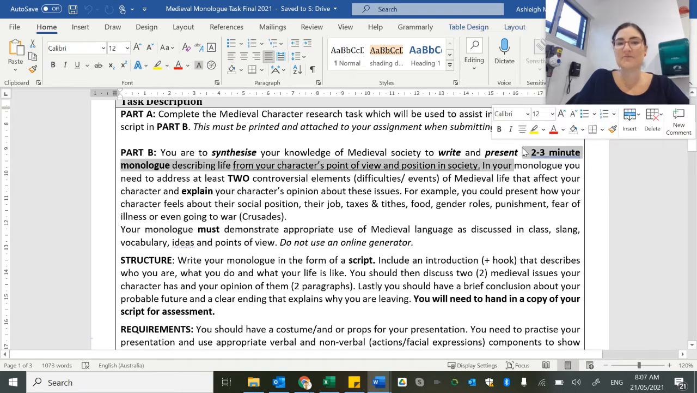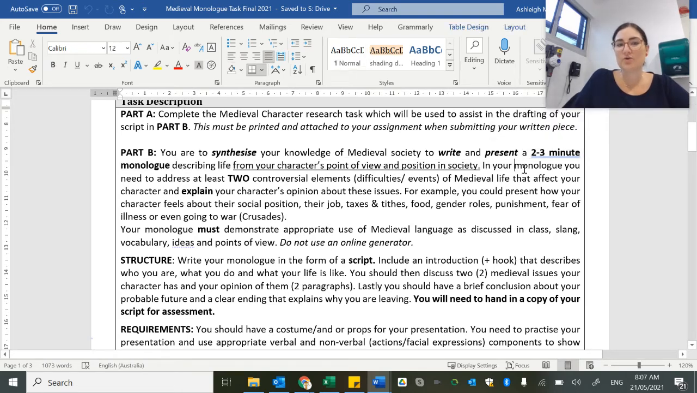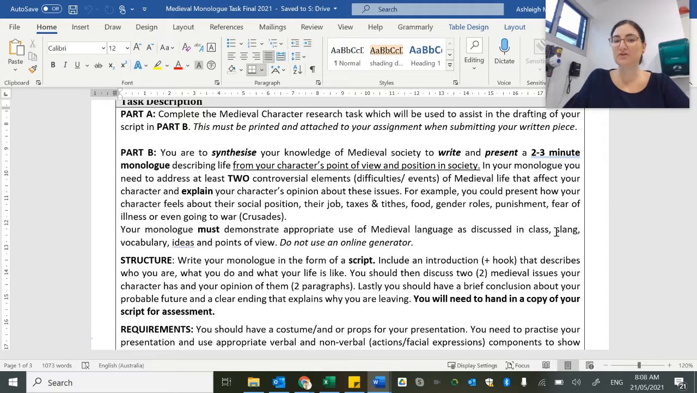Okay, so you can see here. You need to describe your life from your character's point of view and your position in society. So, for example, if you're a peasant, you'll be talking about what your life is like as a peasant. In your monologue, you need to address the two controversial or difficult elements of your life, which we've already talked about, and how they affect you and your life.